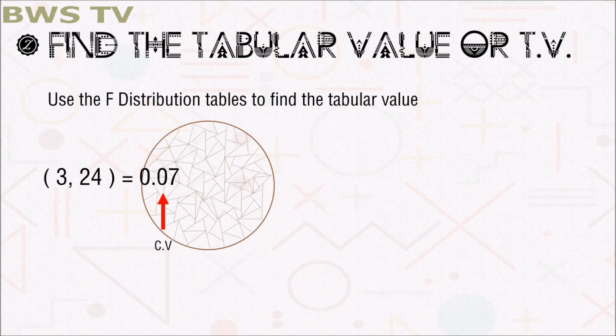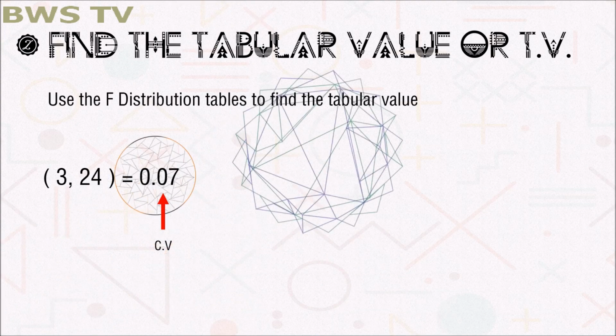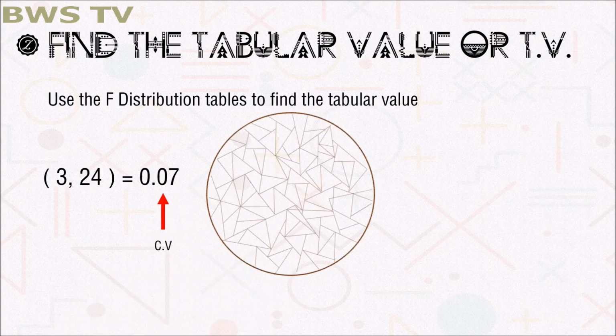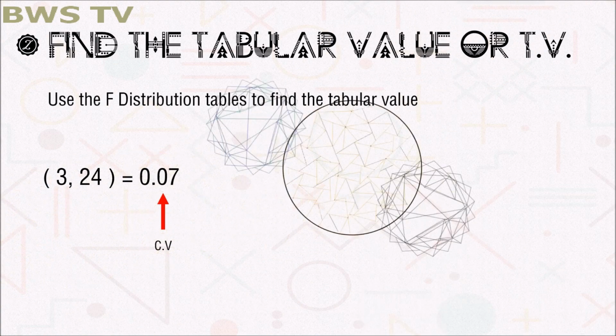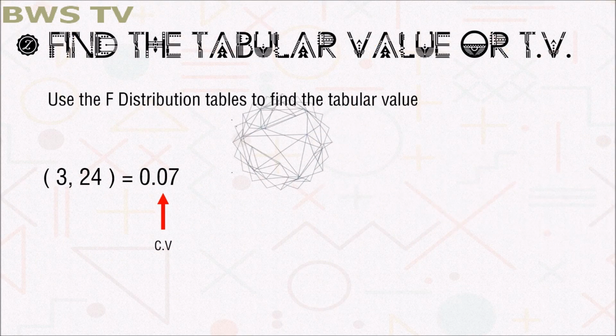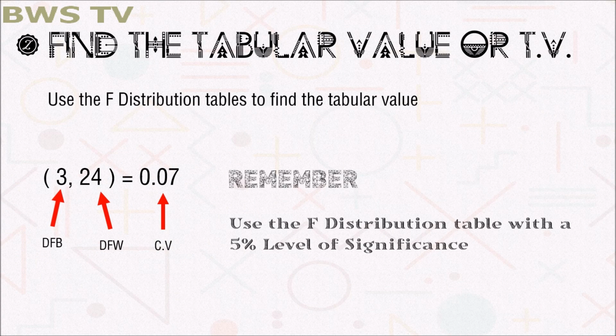So the next part, we have to find the tabular value, or TV. All we need to do is to use the F distribution tables and the values of DFB and DFW to find out the TV. Remember that the level of significance is usually stated when you're given the set, but if not, then automatically use 5%.